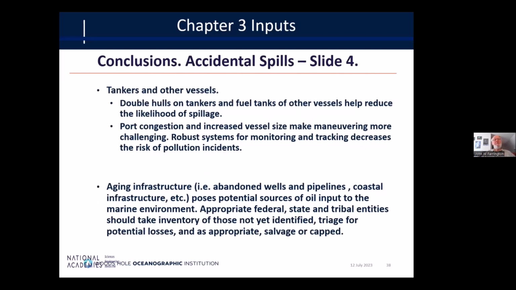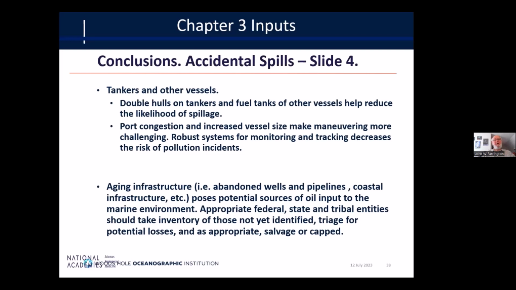For tankers and other vessels, double hulls on tankers and fuel tanks of other vessels help reduce the likelihood of spillage, especially with grounding. However, there's a concern with port congestion combined with the increased vessel size, making maneuvering more challenging. There are robust systems for monitoring and tracking that would decrease the risk of pollution incidents.